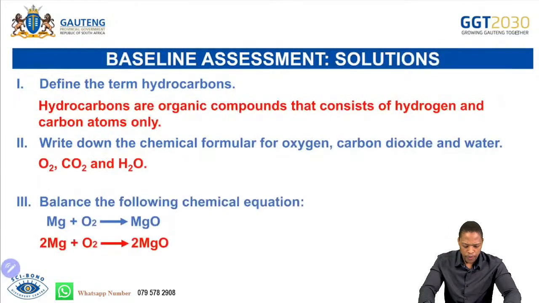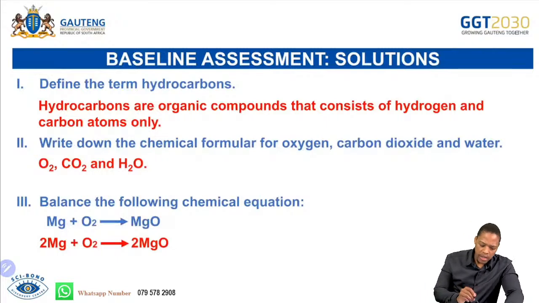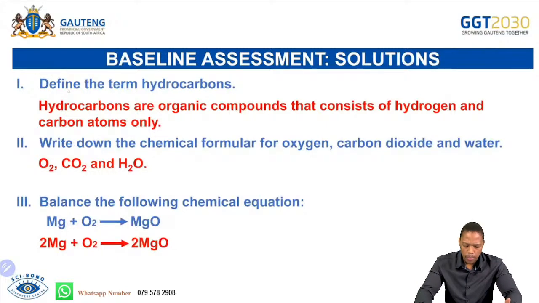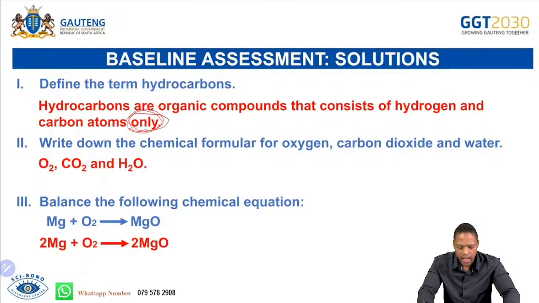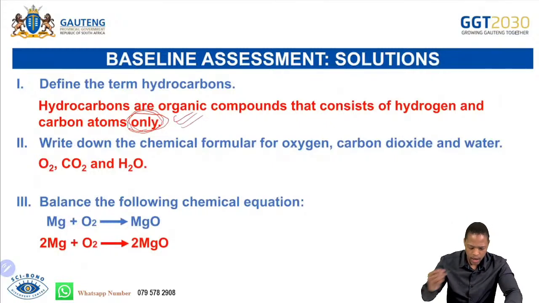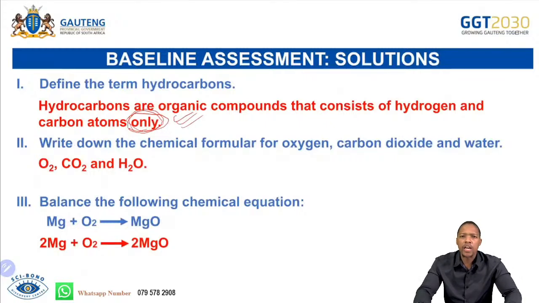Okay, if you know these answers, you should be able to say the definition of hydrocarbons: hydrocarbons are organic compounds that consist of hydrogen and carbon atoms only. This word 'only' is very, very important as the key word of this definition. If you say hydrocarbons are organic compounds that consist of hydrogen and carbon atoms, then you are not correct. You must say hydrogen and carbon atoms only. The word 'only' must always appear. It's a key word in this definition, and the definition is taken directly from the examination guideline, as I always stress that definitions must be taken from there.